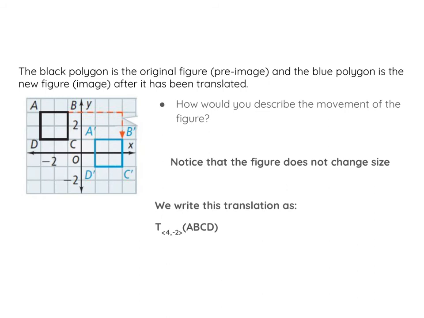So the black polygon is going to be the pre-image. You see that word here. And the blue polygon is the new figure, which is the image after it has been translated. First we're going to look at how we could describe this movement. If I'm looking at this arrow here, I'm going to the right and I'm going down. Right and down. And I could be specific too if I wanted to. I could say I'm going right 4, and I'm going down 2.